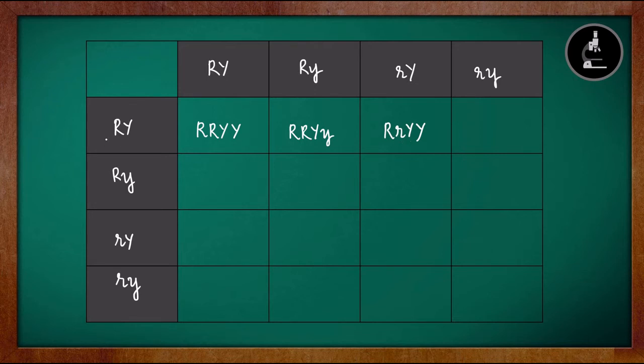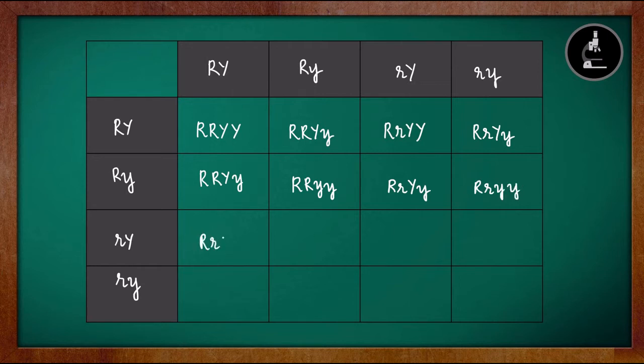Next, what if this one fuses with this one? It will be capital R, small r, capital Y, small y. Again, dominant then recessive. In that format we are writing. Next, what if this one fuses with this one? So it will be capital R, capital Y, small y. Similarly, we will be fusing all the gametes and writing the combination. It will be here capital R, small y, small y. Here it will be capital R, capital Y, small y. Here it will be capital R, small y, small y. Here it will be capital R, capital Y, capital Y. Here it will be capital R, capital Y, small y.